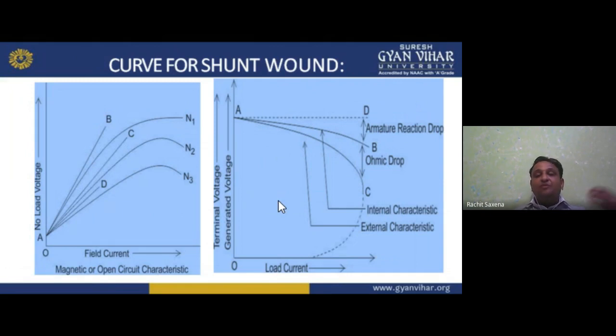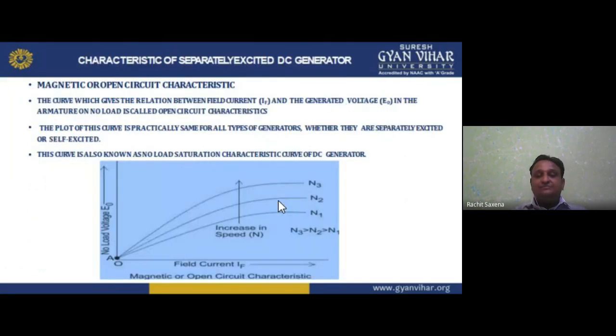That is maybe in the form of battery, maybe in the form of rectifier output. So we can say that is the self-excited. In self-excited, the no load characteristic is like this. I hope you understand. The no load characteristic is like this.